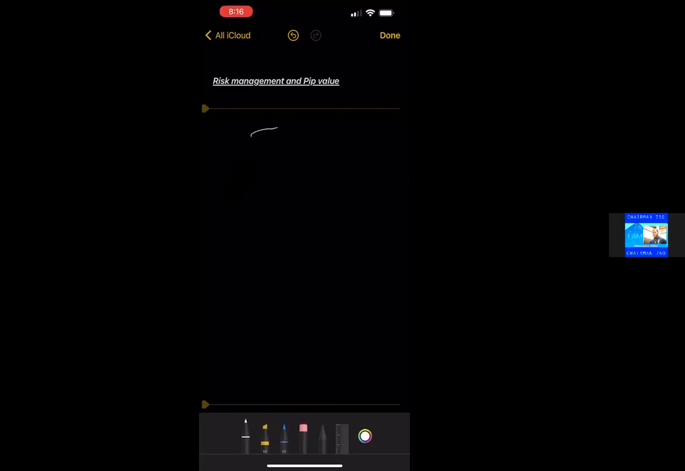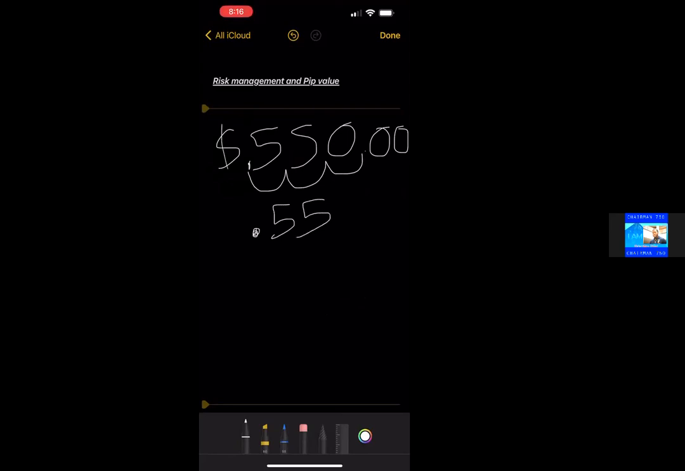We'll do 550 just to switch the amounts. Okay. Move it over to the left. 1, 2, 3. And now the maximum that we should be risking is 0.55. And that is equal to 10% of our account.